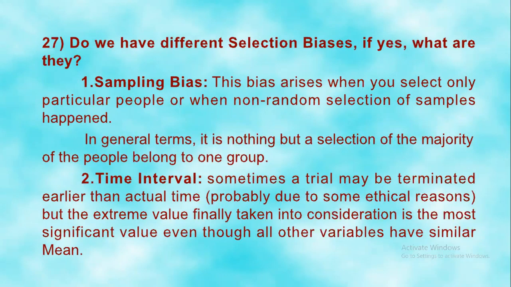Next one is, do we have different selection biases? If yes, what are they? There are four biases: sampling bias, time interval bias, data bias, attrition bias. Sampling bias: this bias arises when you select only particular people or when non-random selection of samples happens.